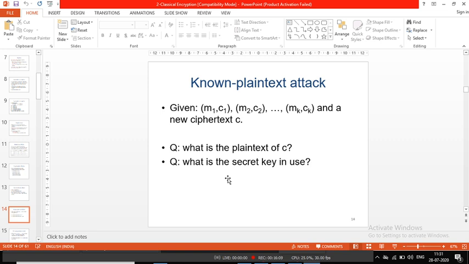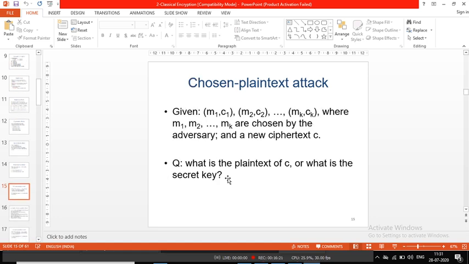He has some plain text, but he wants to rearrange it. After that perfect rearranging, he will get exactly what the data is. So that is a known plain text attack. In a chosen plain text attack, he can randomly collect some of the plain text, some of the contents. After collecting that, he can assume this is the original message. It's just an assumption.